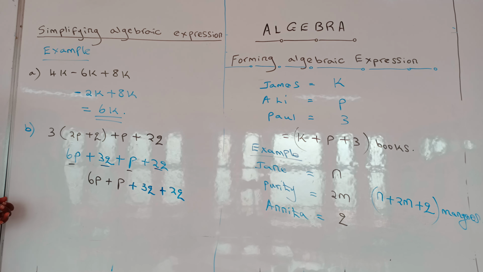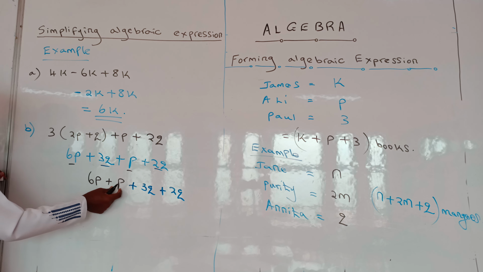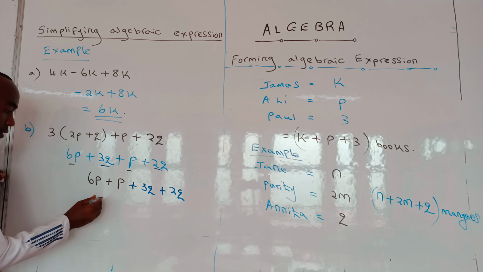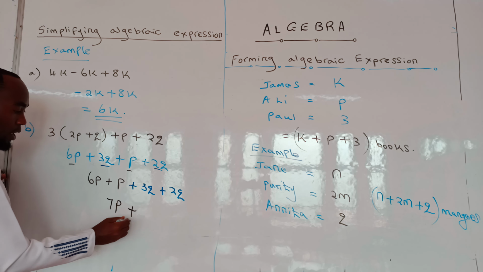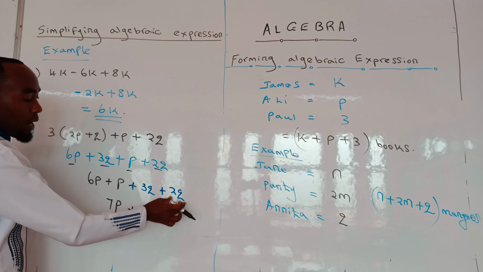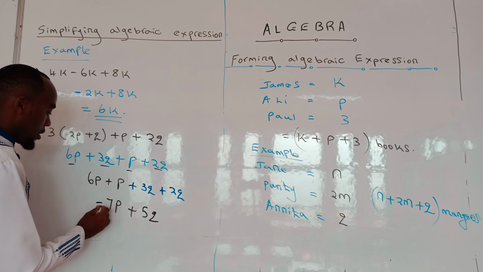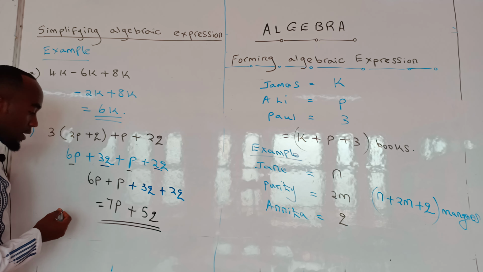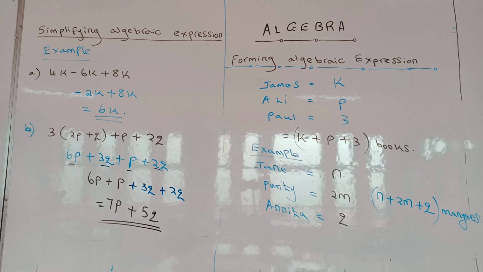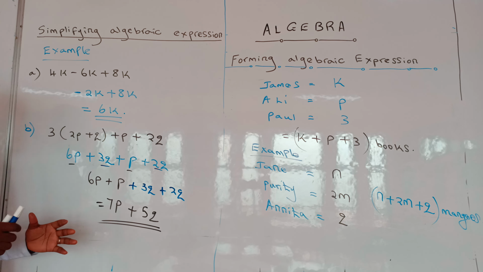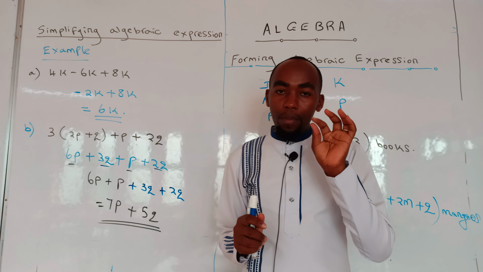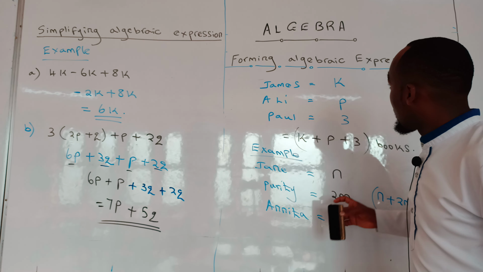Therefore, when you put those like terms together, 6p plus 1p will give us 7p. Then we have 3q plus 2q, that will give us 5q. And therefore, that becomes the answer because we have simplified this algebraic expression to get this. I hope you have grasped something from that particular statement.